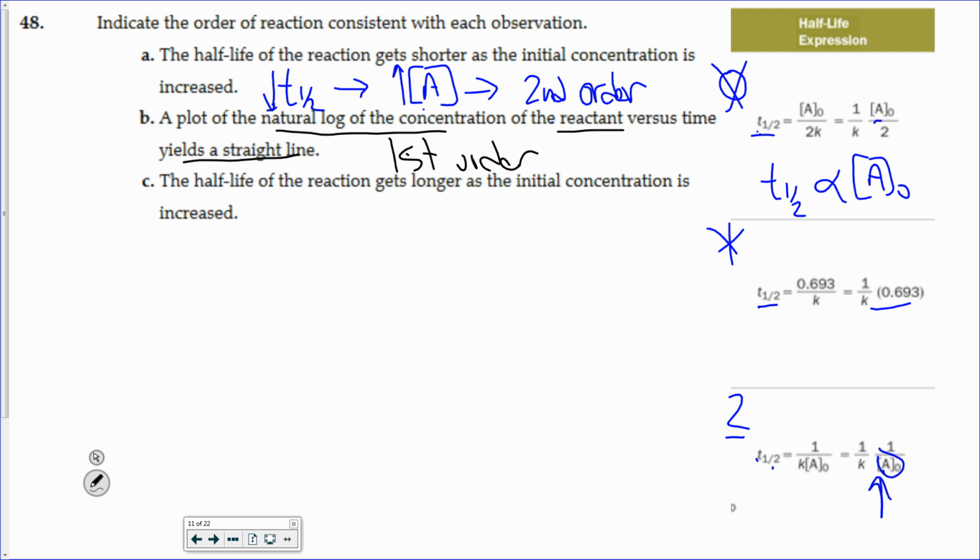Okay. On C, it says that the half-life gets longer as the initial concentration is increased. So we know that's not the second order because we've already used that one. Is it first order? First order, it doesn't matter what the concentration is, the half-life stays the same, so it's still not a first. But on the zero order, as the concentration goes up, since it's directly proportional, the half-life time would go up. So that means that that one has to be a zero order. Okay. So something like that's going to be a test question.